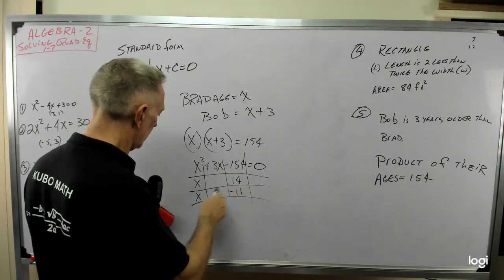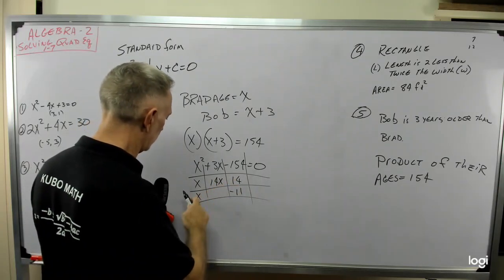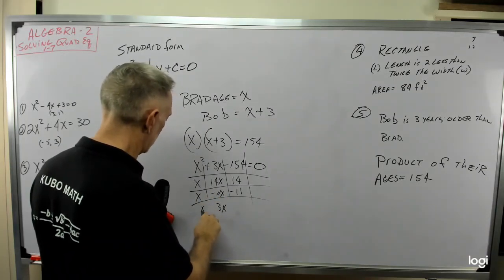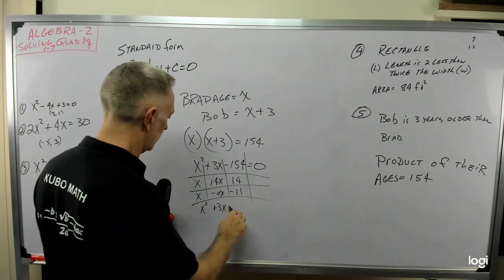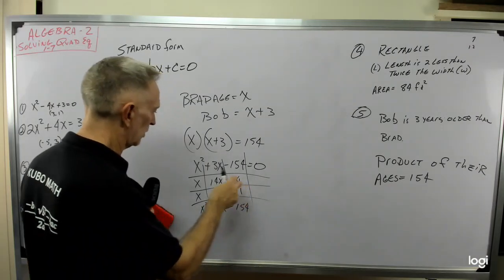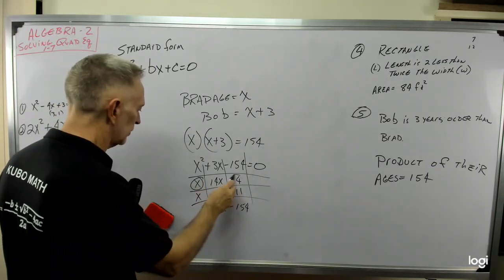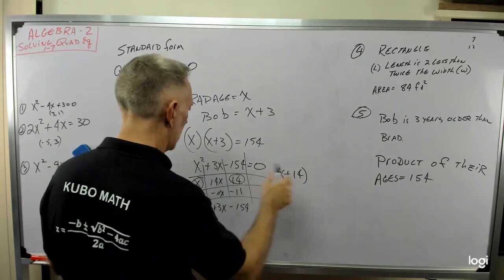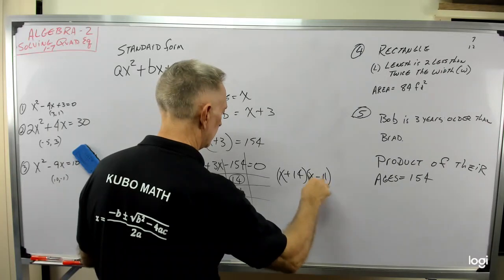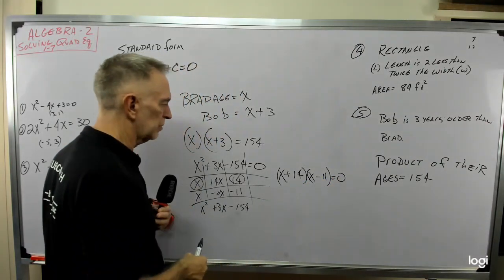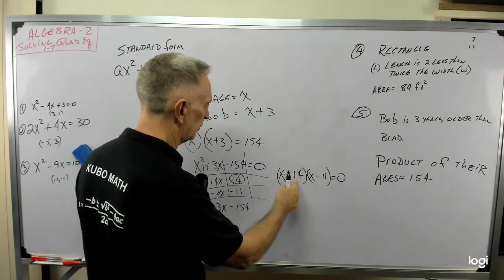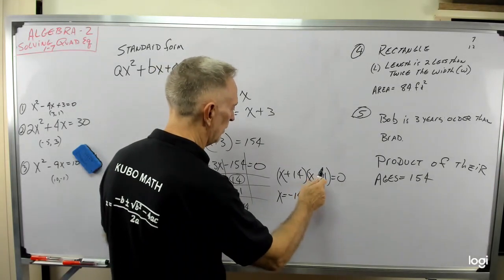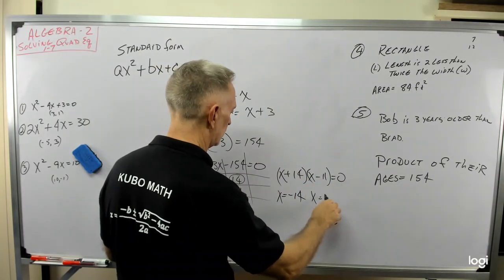So that'll work out. So I've got to multiply the diagonal. 14x minus 11x gives me a positive 3x. X times X is X to the second power, minus 154, which is the product of those. So my factors, (X plus 14) and (X minus 11) equals 0. Product of those equals 0. Negative 14 plus 14 is 0, so X equals negative 14. 11 minus 11 equals 0, so X equals 11.